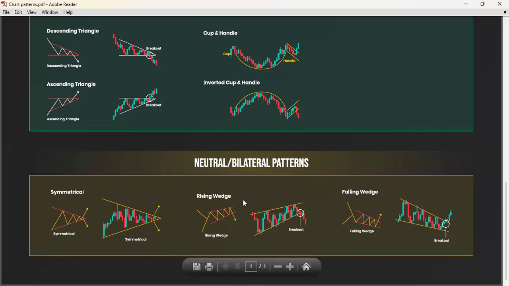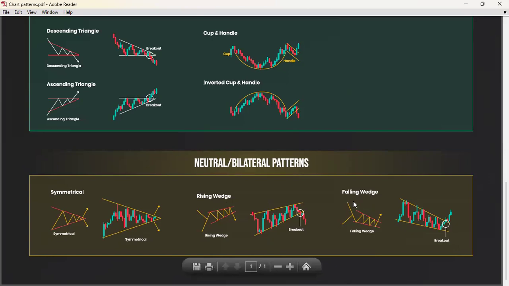Now we have the rising wedge. You understand? So price is moving this way, right? Then there's a convergence, an upward convergence, right? A rising, upward meeting of the prices, meeting of the trend lines. So they meet at the point, and then finally there's a break downward. You understand? So this is how it is traded.